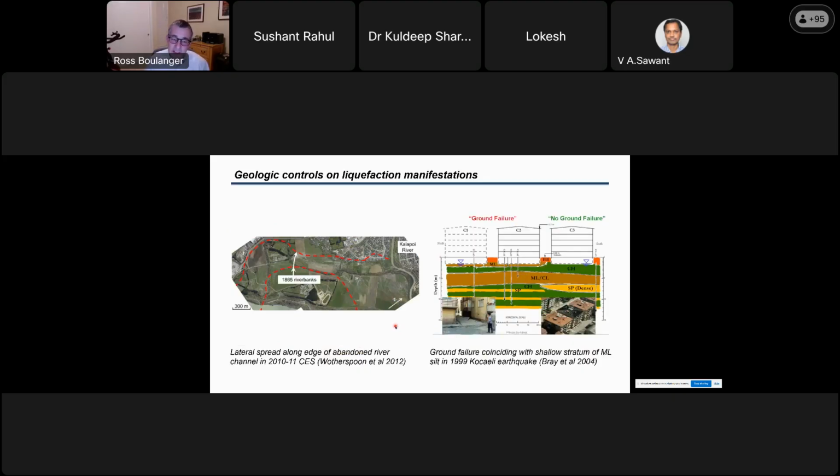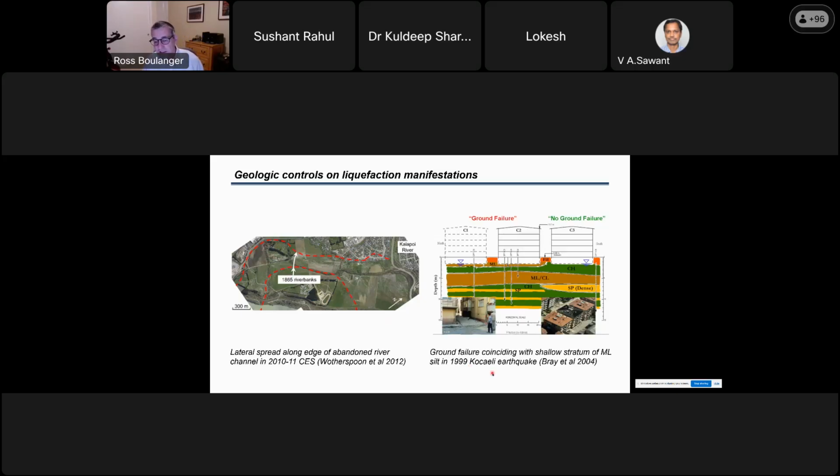The one on the left is now a much larger lateral spread along the Kaipoi River in the Canterbury earthquake sequence in New Zealand. And here is a very large lateral spread, the boundaries of which coincided with the mapped edge of an abandoned river channel. So again, knowing the local geology and history of a site, you'd know where these problems were going to be.